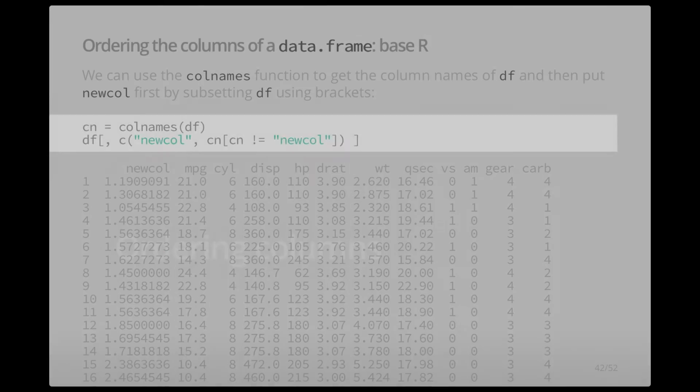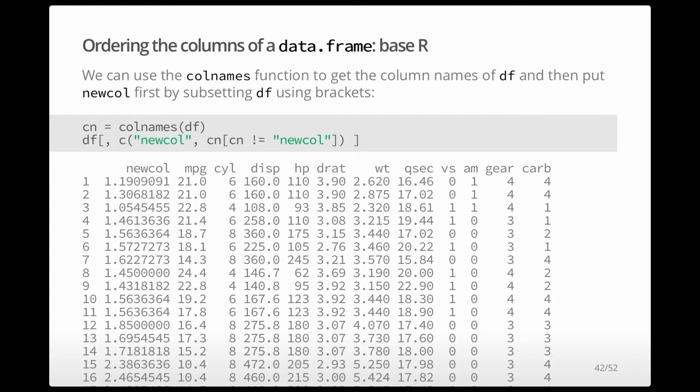All right, ordering columns. So cn is the column names of the data frame. Now I'm going to make a new vector and give it the order in which I want to do it. So I want new column to be the very first one. df bracket rows, I want all the rows. I want these specific columns. So I want new column, and then I want all the column names where they don't equal new column.